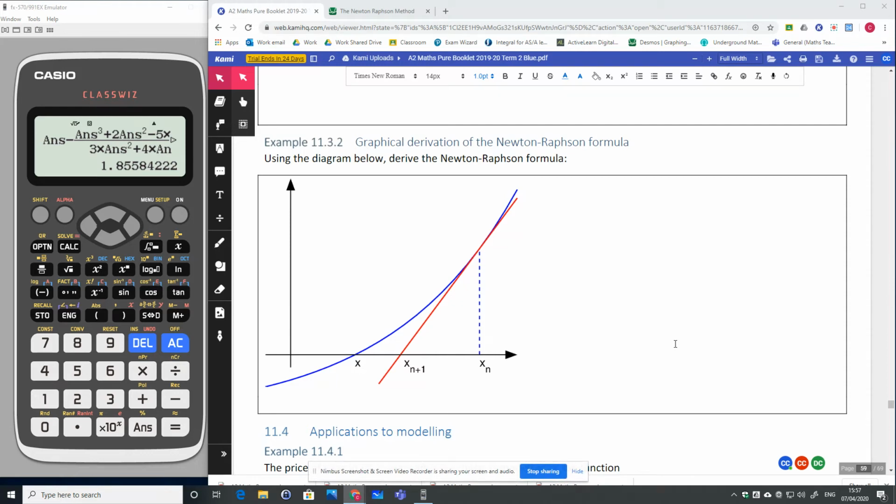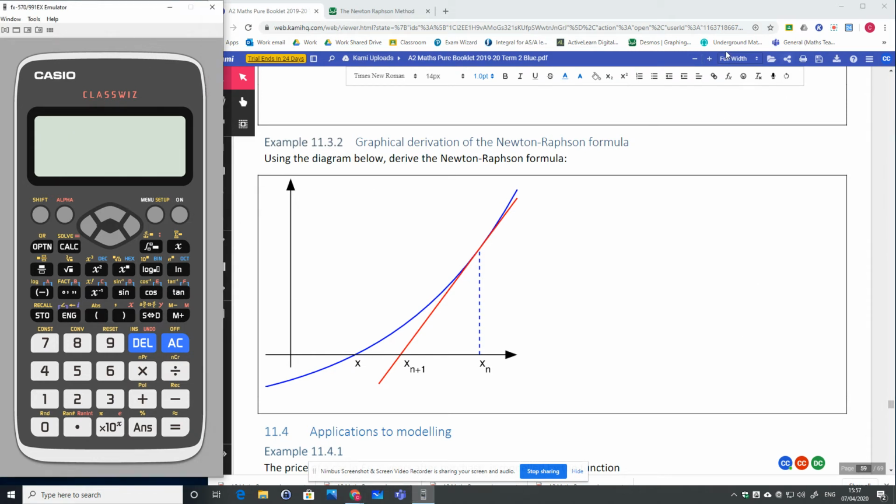So this is example 11.3.2 and it's the graphical derivation of the Newton-Raphson formula using this diagram. It is something that you need to be able to do, but it also just shows you where it has come from in terms of the formula. So that's what we're going to be looking at.